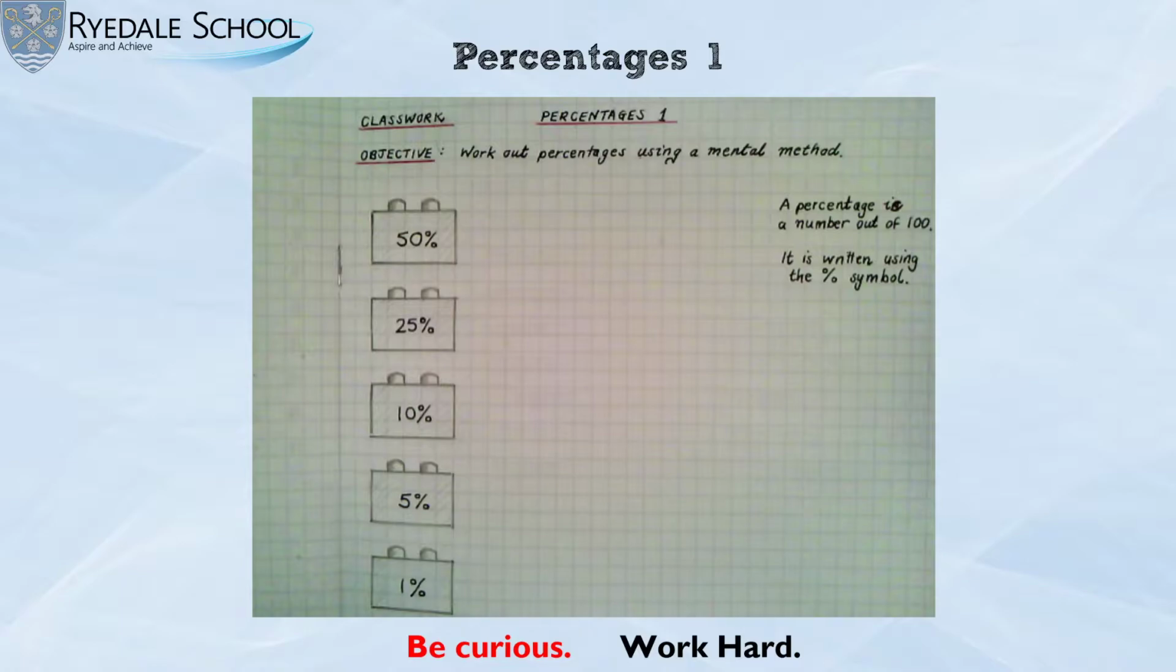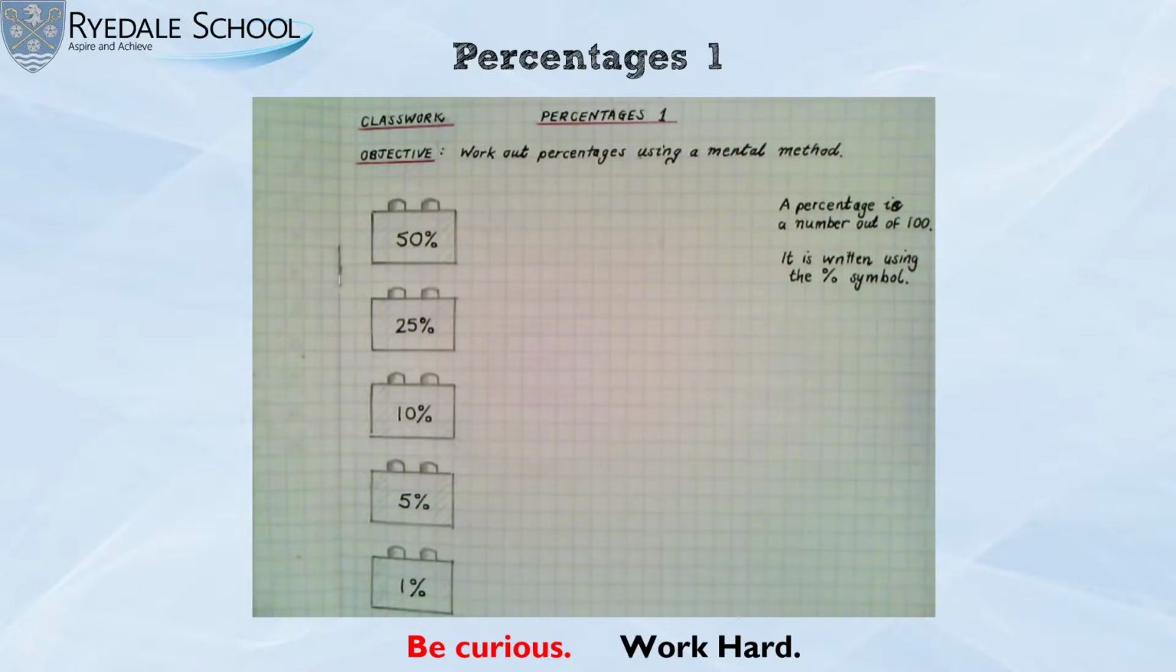It's very likely you will have done some work on percentages in your previous school, perhaps in Year 5 or Year 6. So I am hoping that today we'll recap some of the knowledge that you perhaps already have, and will set us off on the right track for moving forward in this topic. So I'm going to take a little bit of time just to explain what a percentage is, and then our objective for today is to work out percentages using a mental method. So make sure you copy all of this down into your book as if this was an ordinary lesson.